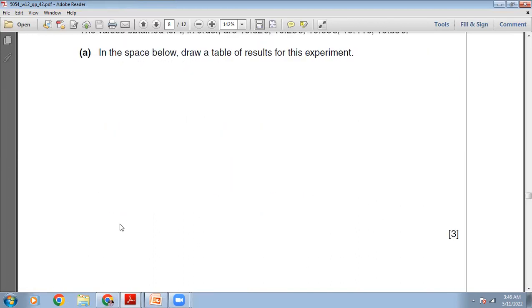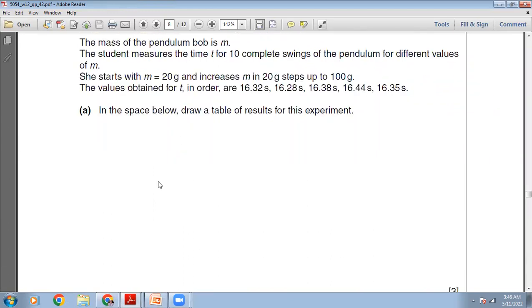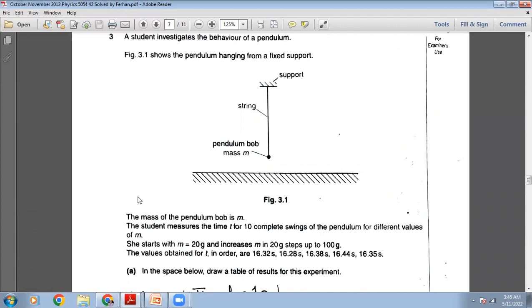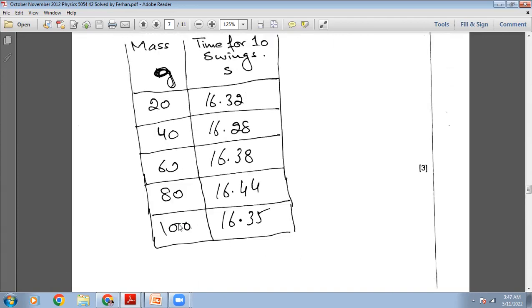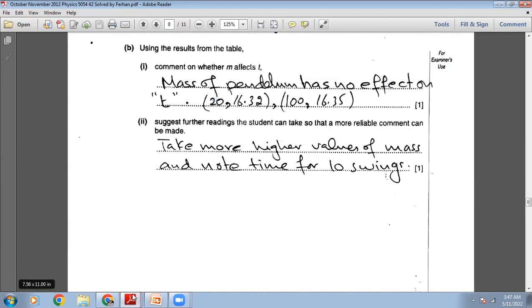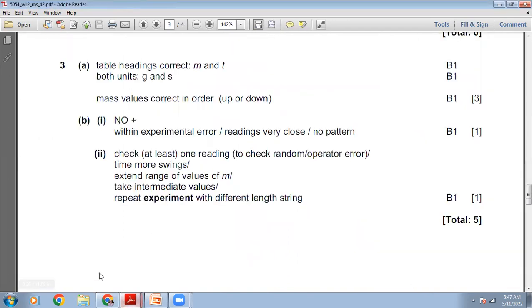So in the space below, draw a table of the results for this experiment. So if you want to note down these observations, we can make a table here, and I will make 2 columns, and in one column I will write the mass of the bob in grams and in the other the time for 10 swings, that is represented with a small t and is measured in seconds. So you can see I have noted them here. So this is the table which they were asking. It's a 3 marks question. Okay, then let me show you the marking scheme.